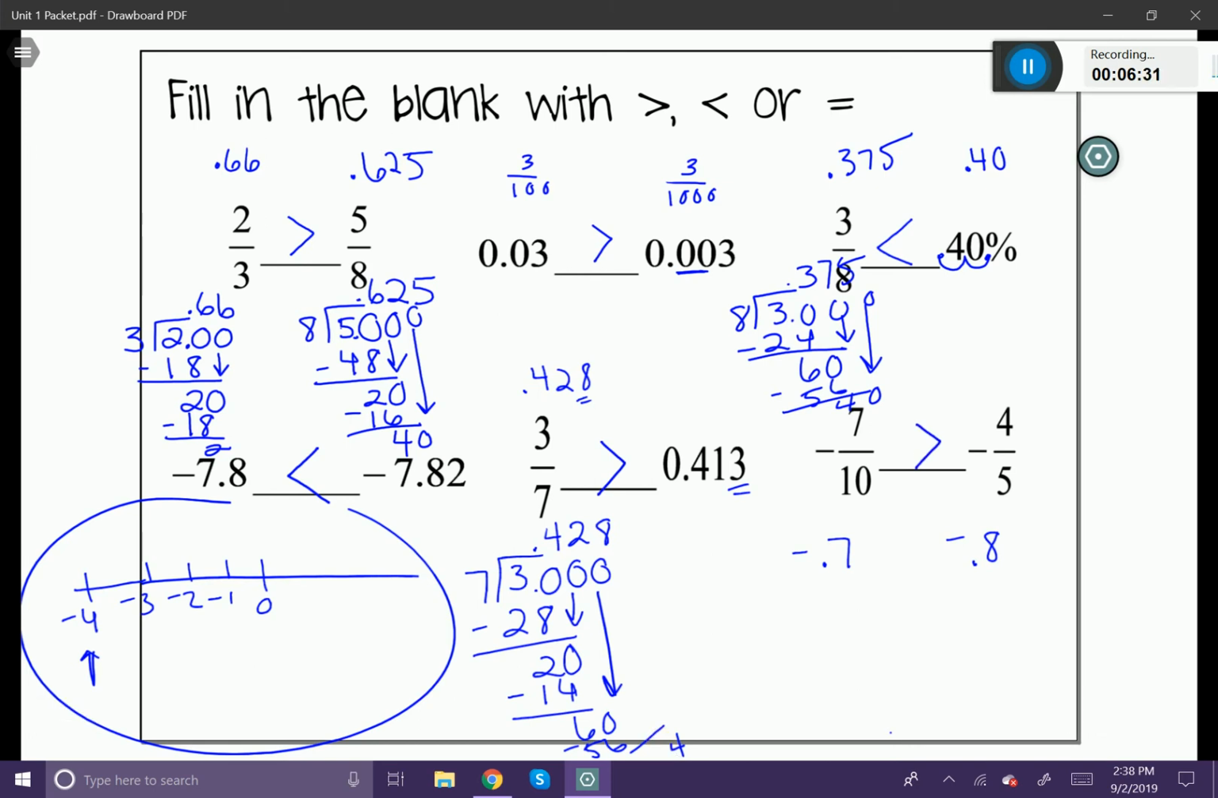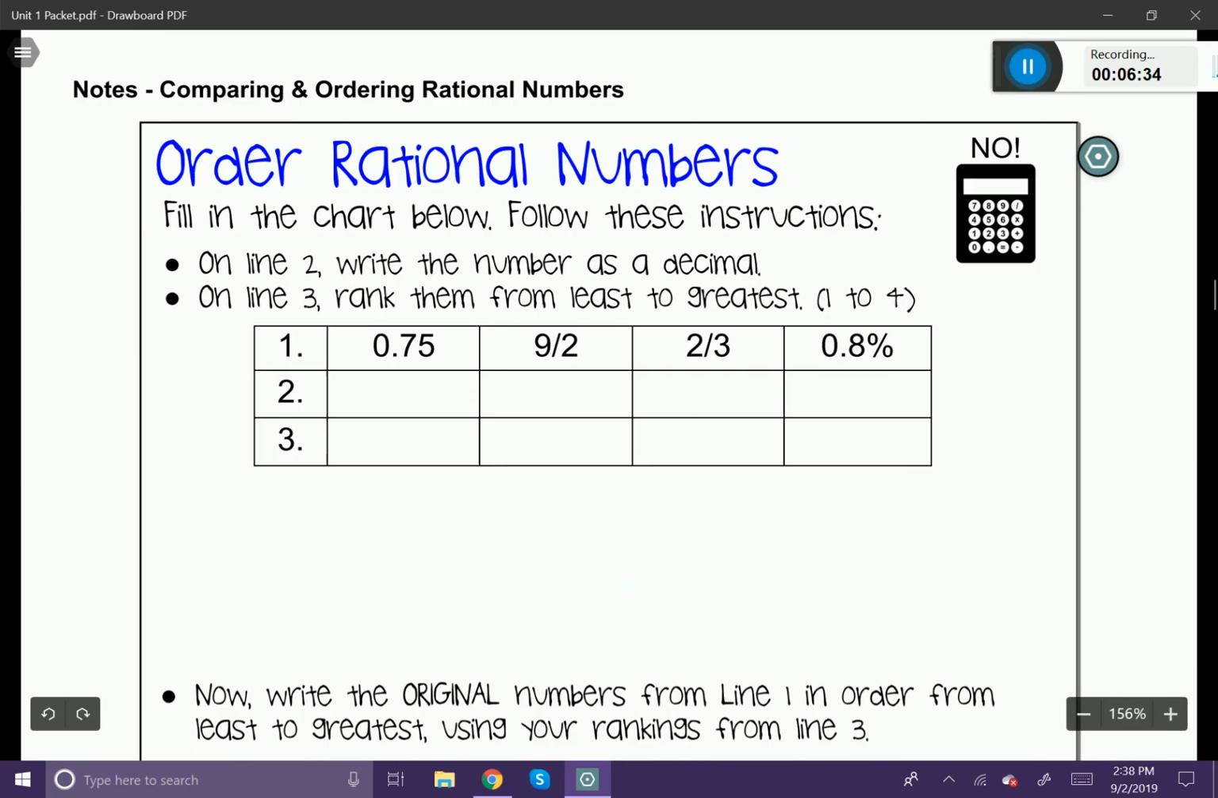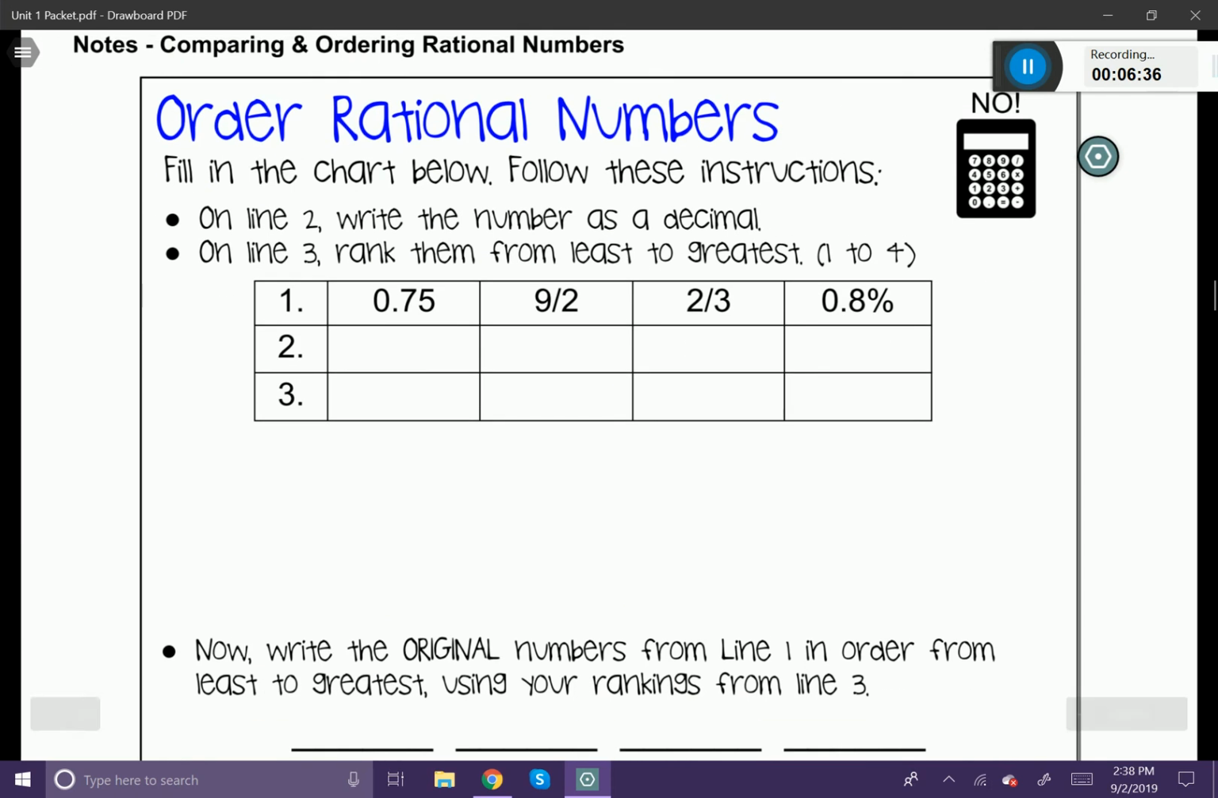So we did a lot of comparing on that page. Now let's go ahead and see if we can order these rational numbers. I'm going to give you a little helpful tool here to help you. And it's this little chart that I've created. The directions say, fill in the chart below and follow these instructions. On line 2, write the number as a decimal. And then on line 3, rank them from least to greatest, 1 to 4. So you can see that in line 1, I'm given 4 rational numbers that I want to put in order from least to greatest. So let's go ahead and follow the directions.